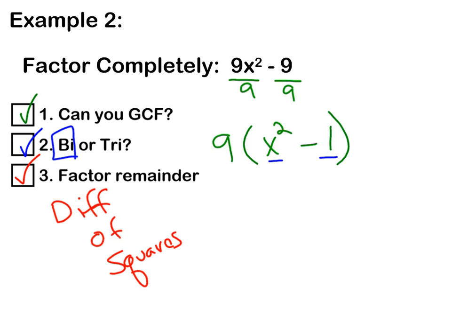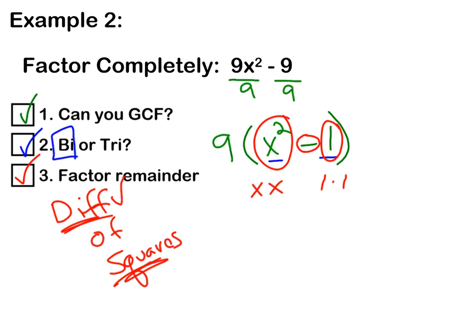So first I got to make sure it's a difference. It has a minus sign, so it's a difference. Then I make sure it's made up of perfect squares. X squared is made up of x and x. 1 is made up of 1 times 1.